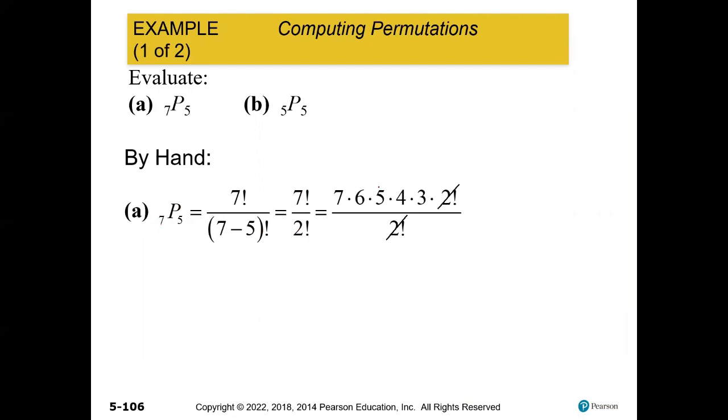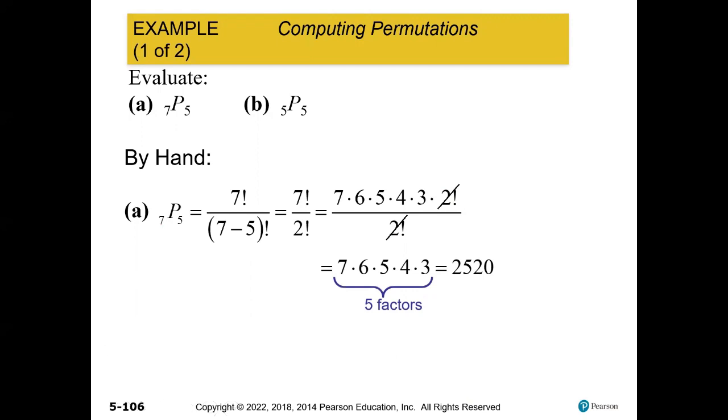So 7 factorial is 7, 6, 5, 4, 3, 2, 1. We stop at 2 factorial because the 2 factorial drops off down here. And then I'm left with 7 times 6 times 5 times 4 times 3, or 2,520.